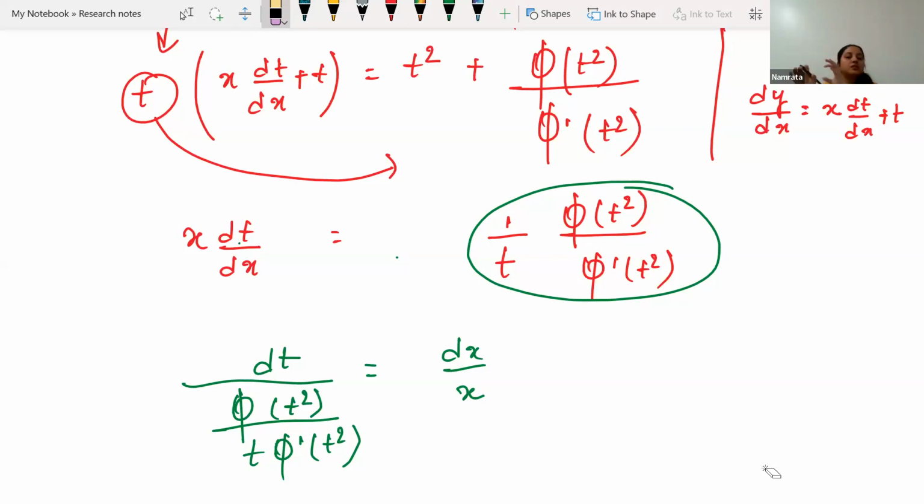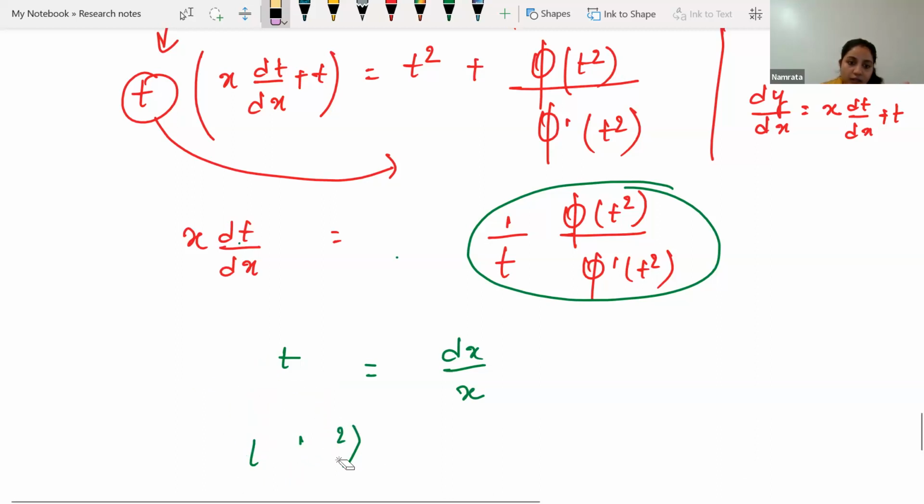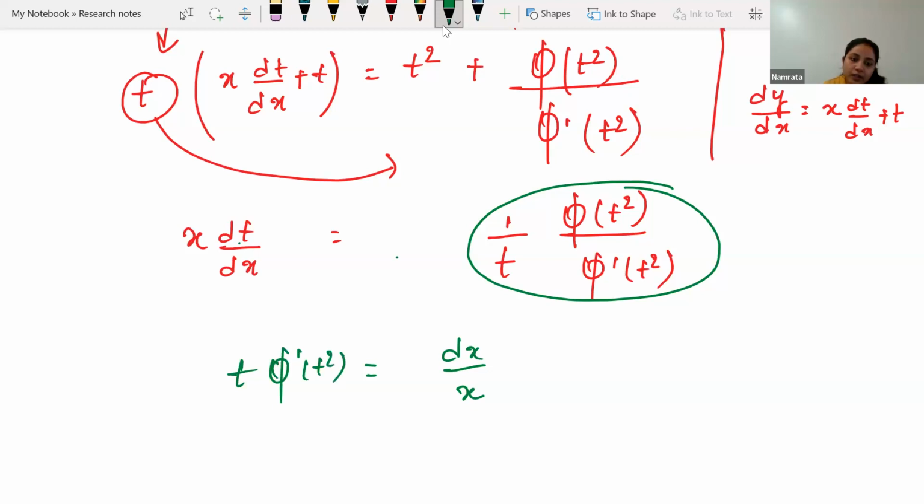Whatever is there, the circle part I have just taken and written in the denominator. If this is not making sense to you, then write it in the numerator and denominator the way it will be. So we can also write it as t phi dash t square dt over phi of t square, with an equals sign in between. Is it clear so far? Yes. Let's move ahead.